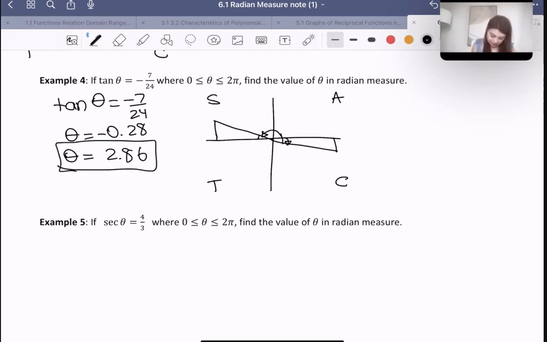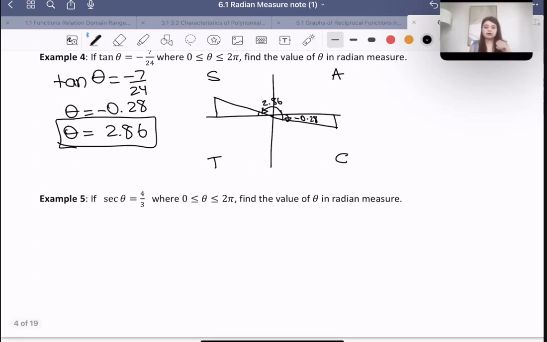This is our answer. Now, I know the other one was the answer we got from our calculator, but it specifically said that the correct answer that they wanted had to be between 0 and 2 pi, so that's why we had to add the pi on there to show that, right? And then here we would have 2.86. Good. Let's do one more example here.